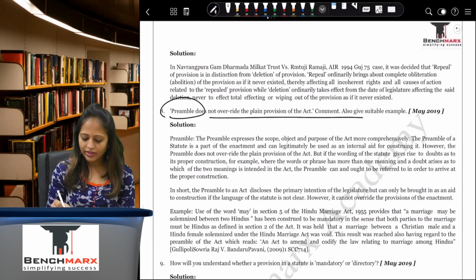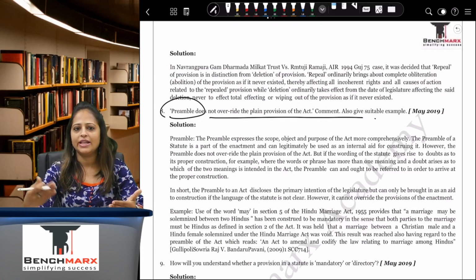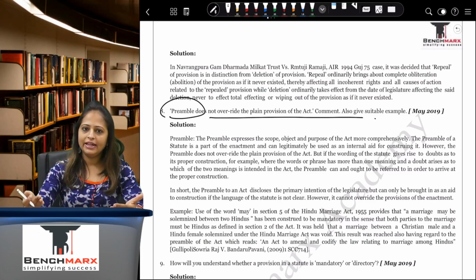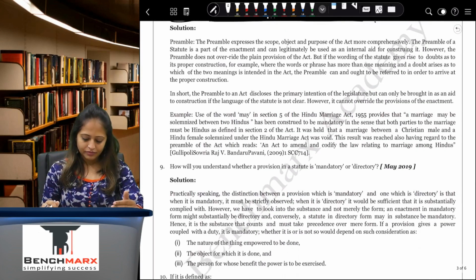Preamble does not override the plain provisions. So first you will explain what a preamble is, something which defines the object, scope, purpose of the act, and then you will say it can be used as an aid to interpretation or construction, but it will not override the plain provisions of the act.